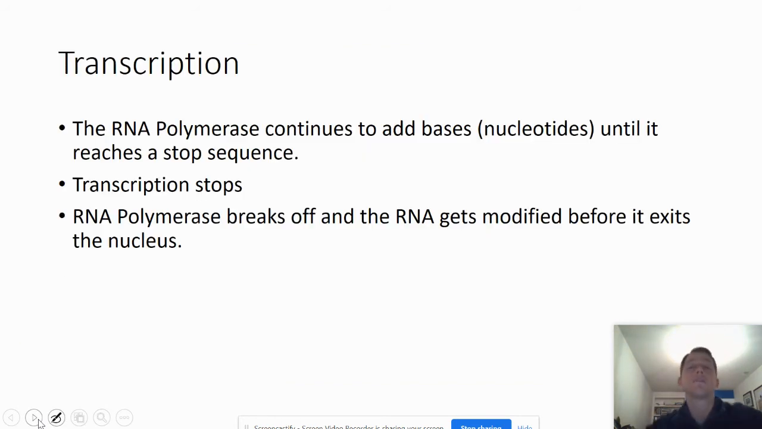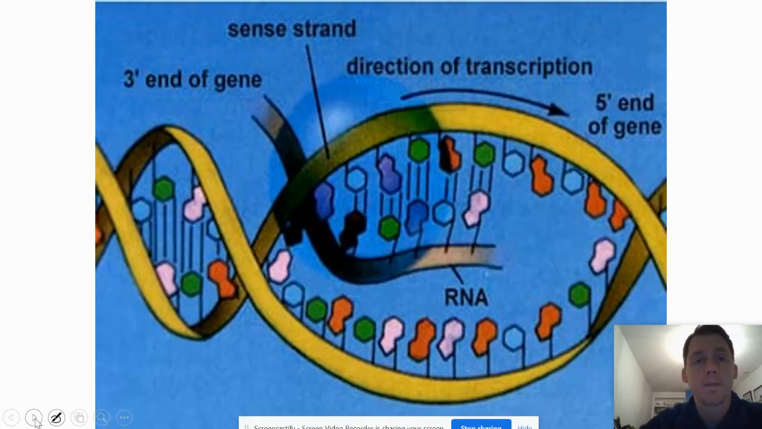The RNA polymerase is going to continue to add bases until it reaches the sequence of DNA that tells it to stop, to hold on, we're done, transcription is over. The RNA polymerase breaks off, and the RNA gets modified before it exits the nucleus. We'll talk about that later.